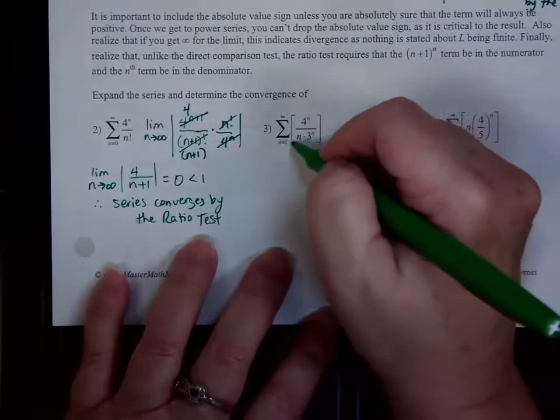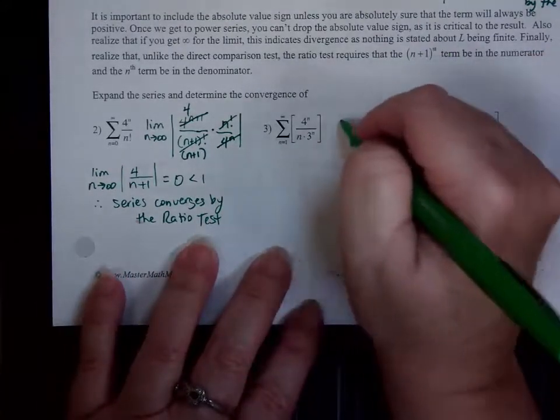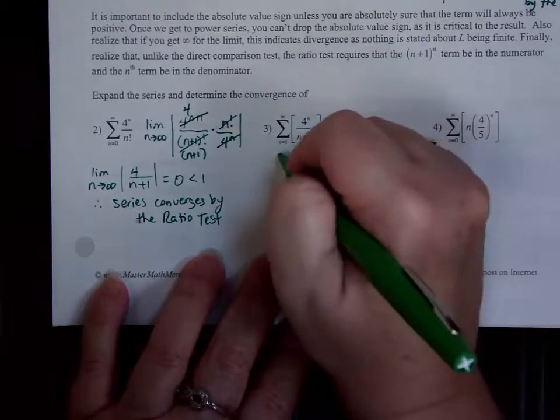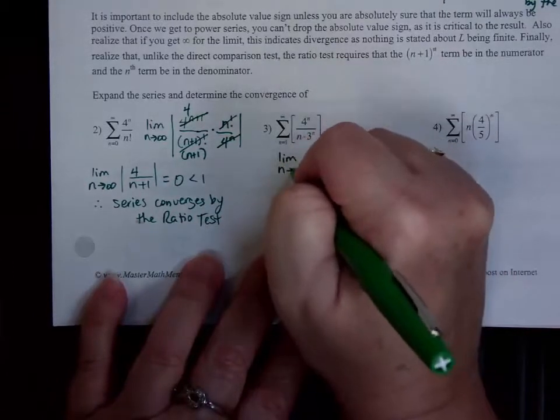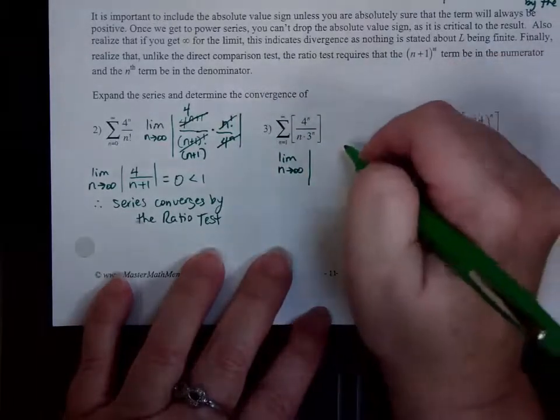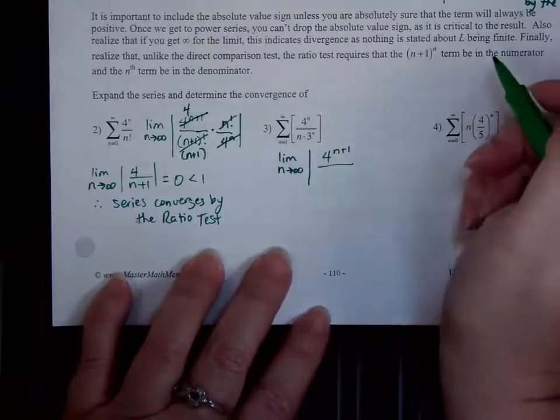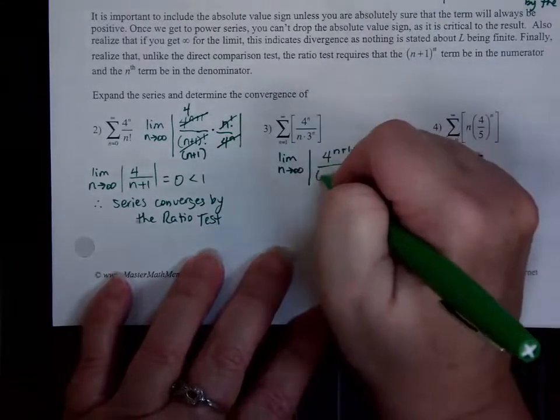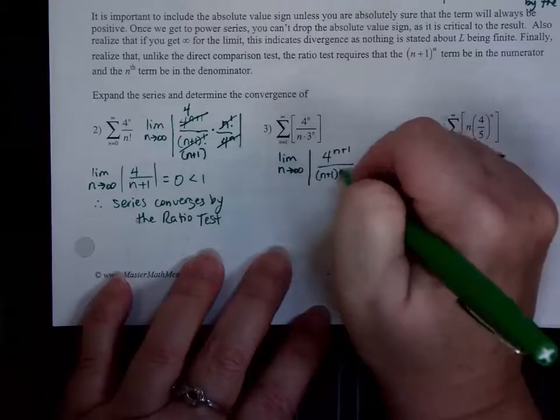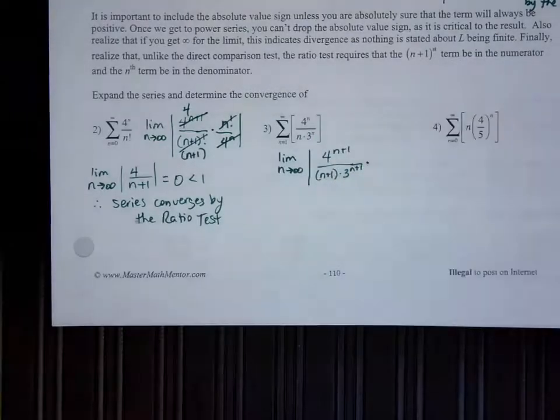Now this one has just a plain vanilla n sitting in there. We do it the same way. I'm going to write down below, limit as n approaches infinity. Now remember to change every n to n plus 1. So the numerator will be 4 to the n plus 1, this n will be n plus 1, and then times 3 to the n plus 1. Okay? Always change all the n's to n plus 1 first.